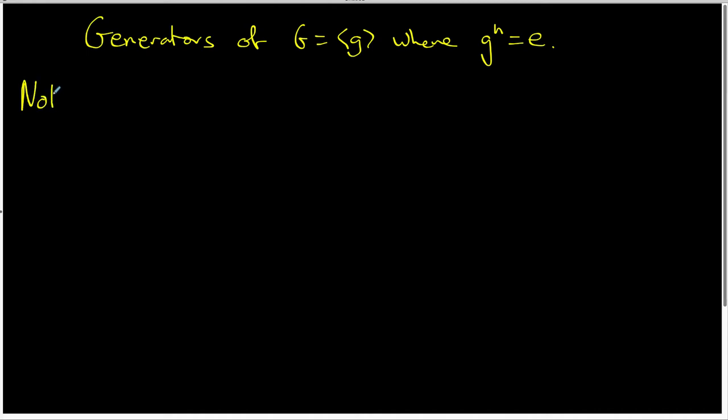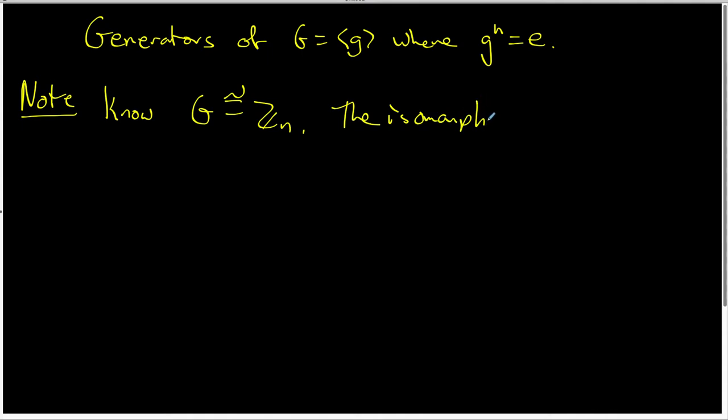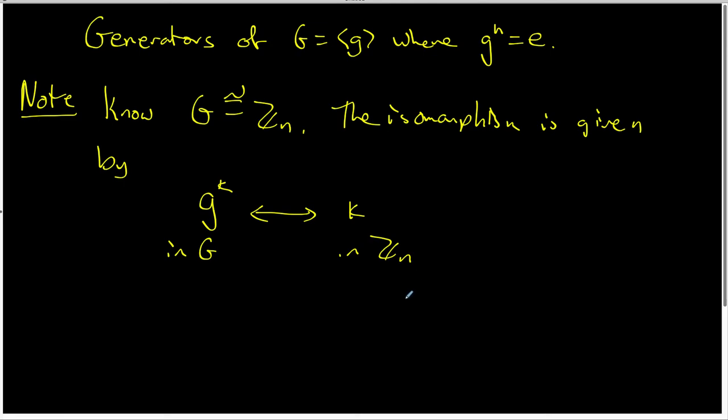I want to remind you that we already know something. We know that a cyclic group of order n is isomorphic to Zn. It's just a matter of dealing with the times in G versus the plus in Zn. And I know how the isomorphism works. The isomorphism is given by g to the k inside group G corresponds to k inside Z sub n.